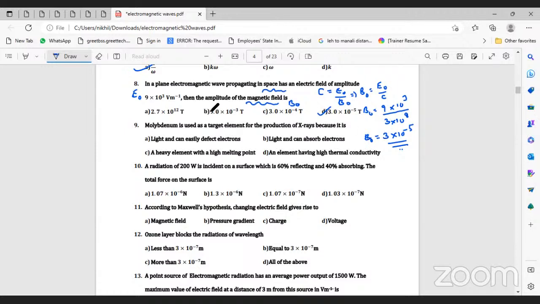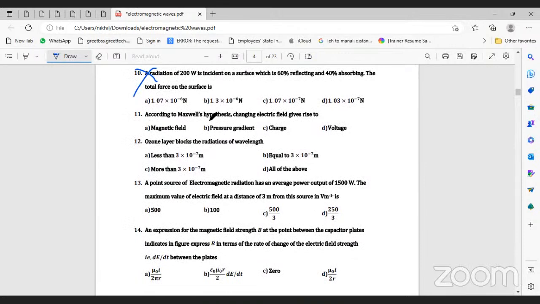Clear? So this is not there in the NCERT, they have removed it. Now let us take up this. According to Maxwell's hypothesis, the changing electric field gives rise to what? Magnetic field.